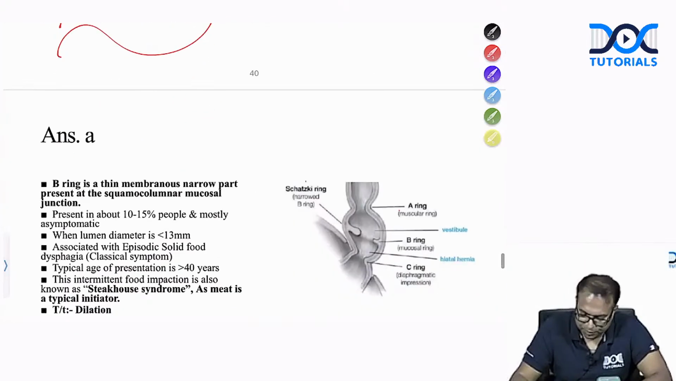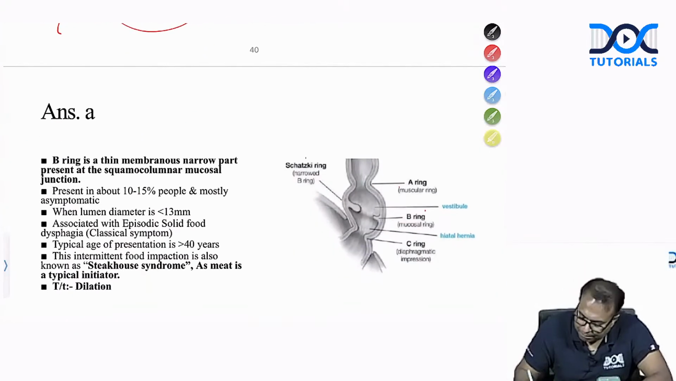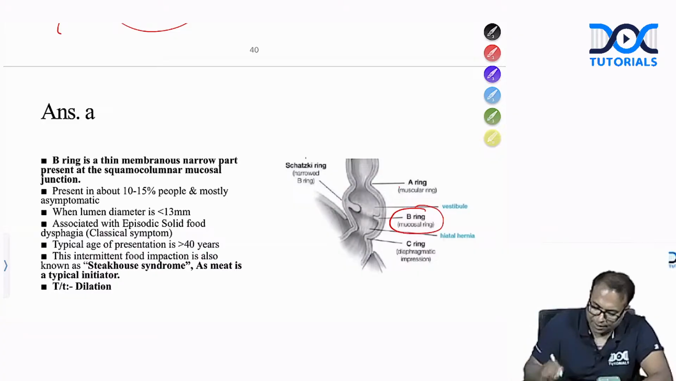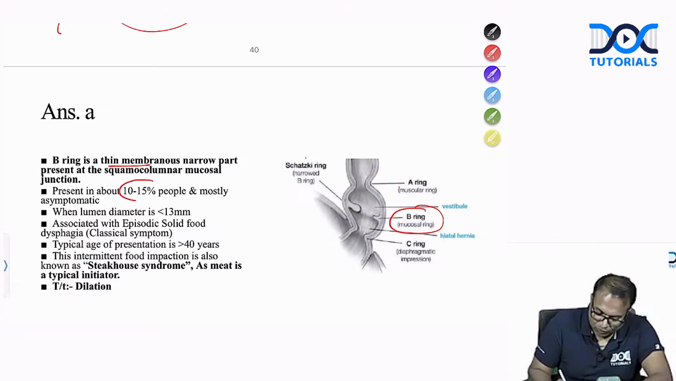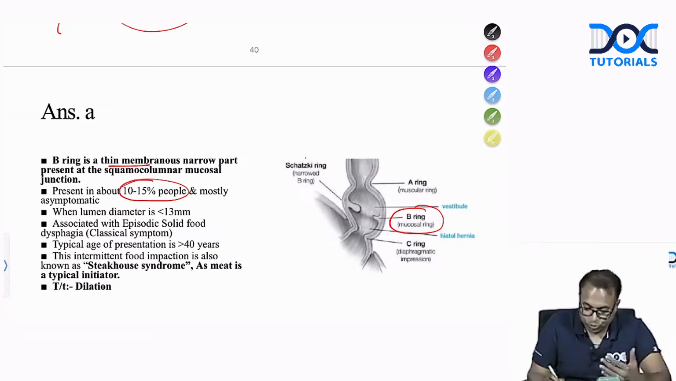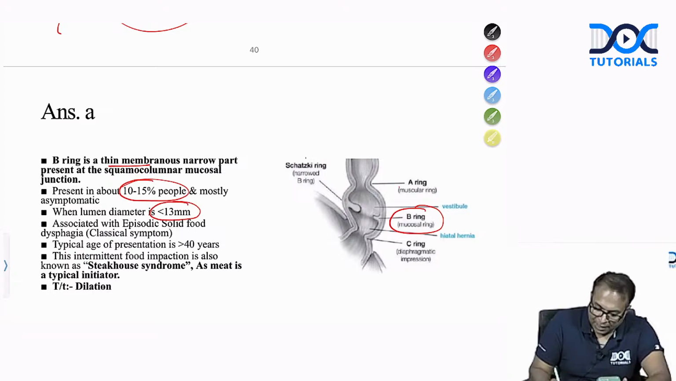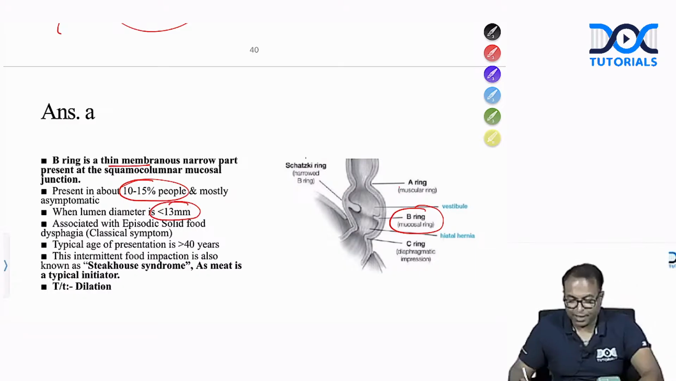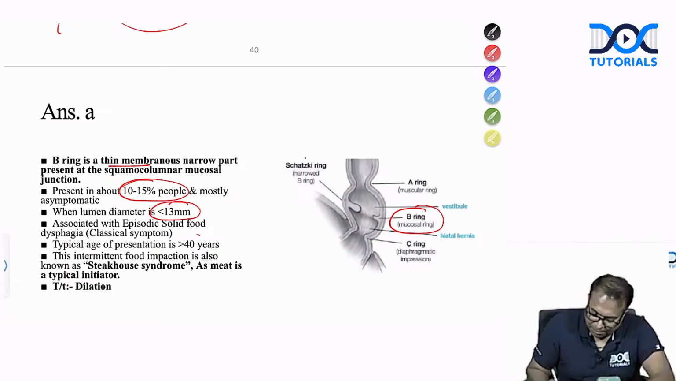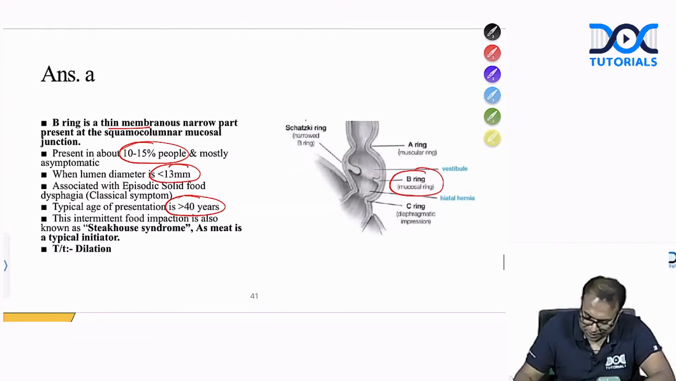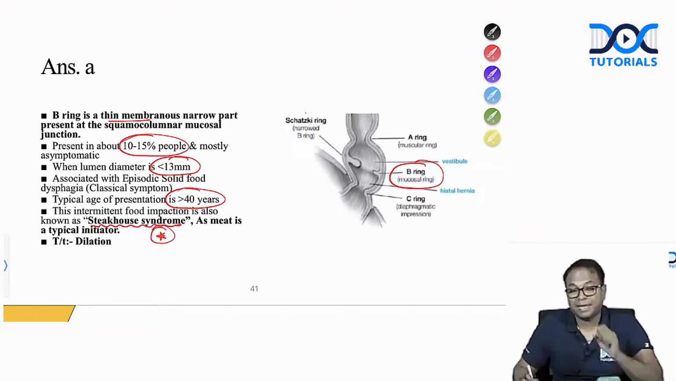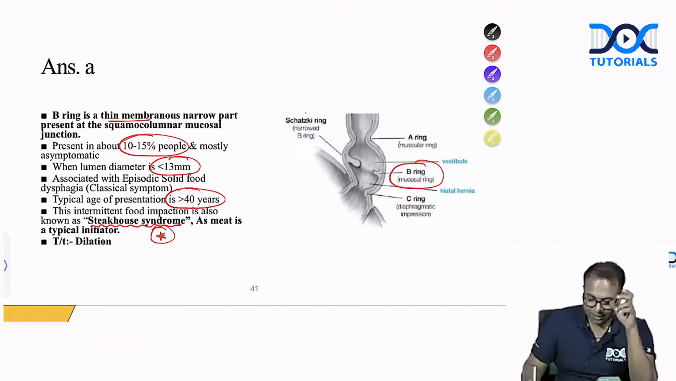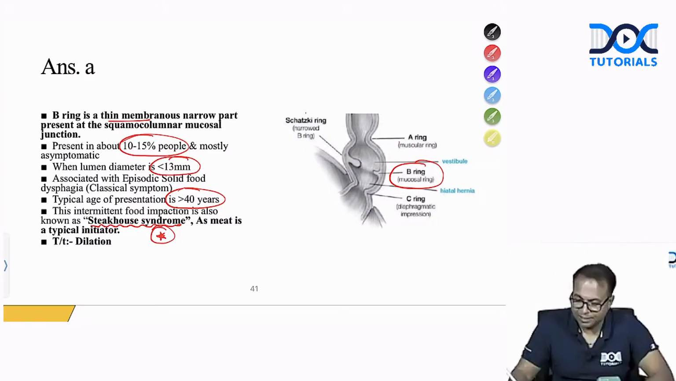So there are 3 types of ring from Bailey. Type B ring is called Schatzki ring. It's a thin ring. It is present in 10 to 15% of normal people also, and it is usually asymptomatic. When the diameter becomes less than 13 millimeter, it causes this symptom, and the typical age is more than 40 years. This syndrome is also called Steakhouse syndrome. As meat is a typical initiator, this is called Steakhouse syndrome. Treatment is dilatation.